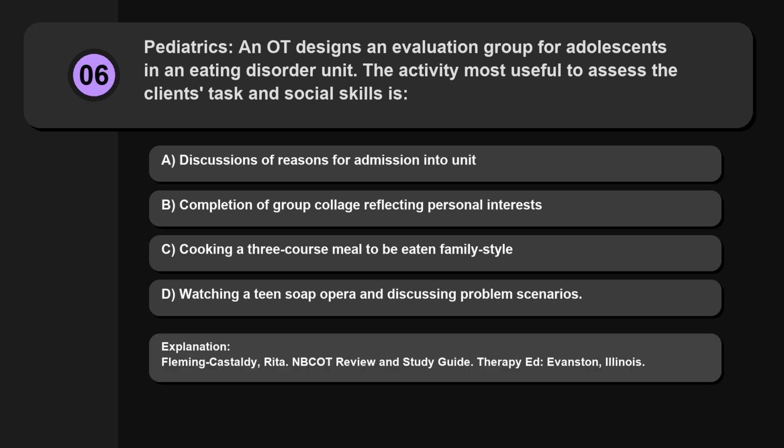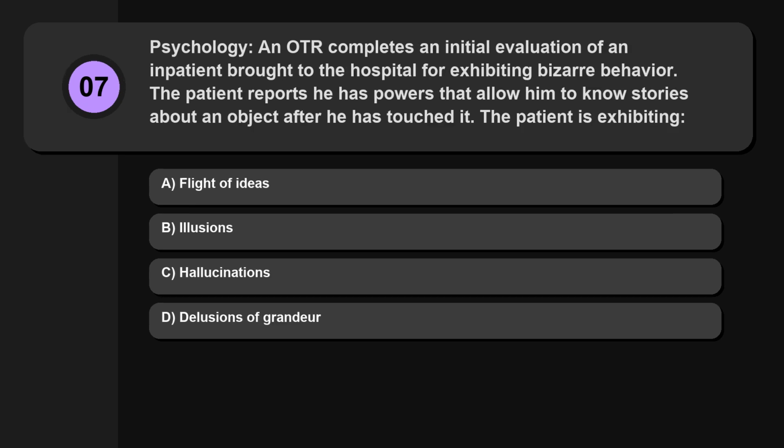Fleming Castaldi, Rita. Occupational Therapy Review and Study Guide. Evanston, Illinois. Question 7. Psychology. An OT completes an initial evaluation of an inpatient brought to the hospital for exhibiting bizarre behavior. The patient reports he has powers that allow him to know stories about an object after he has touched it. The patient is exhibiting: Option A. Flight of ideas.